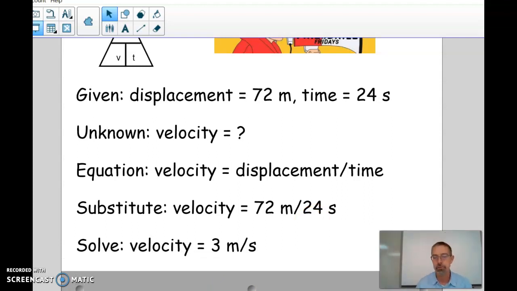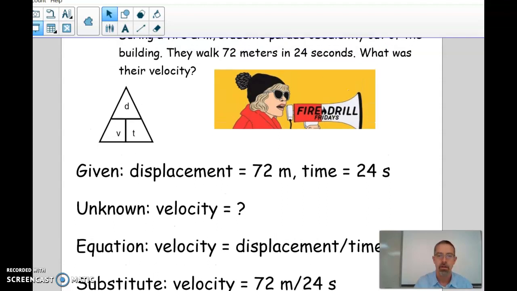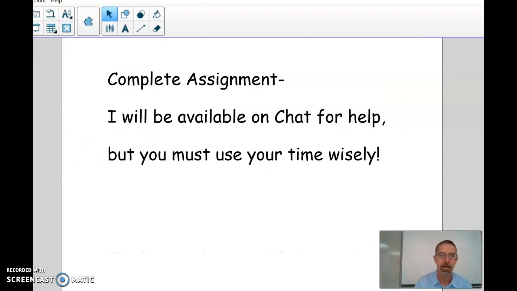Now, I solved 2 for the distance and 1 for the velocity, but you could just as easily solve for the time as well. If you want to find time, guess what? You take your distance divided by velocity. If I'm looking for time, I just cover up what I'm looking for, and I see what equation I should use. So, armed with that knowledge and that strategy, you have a Google Doc that's attached today.